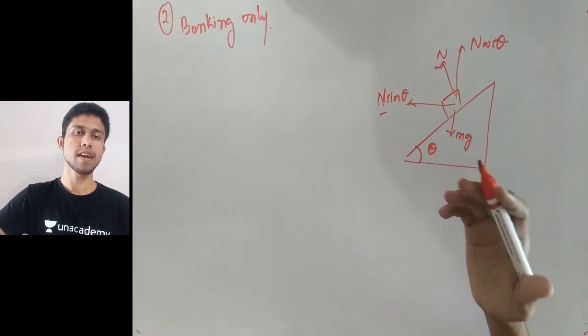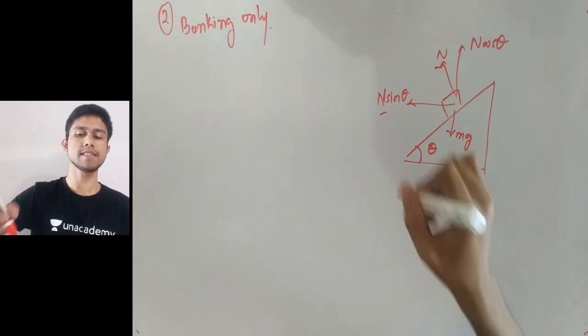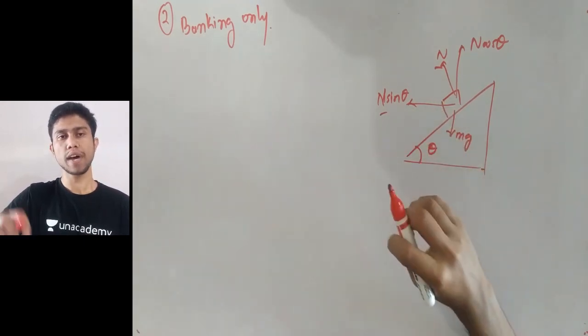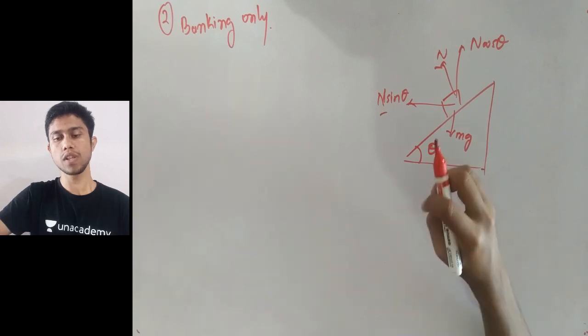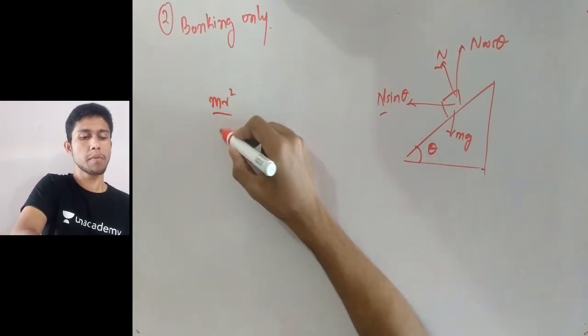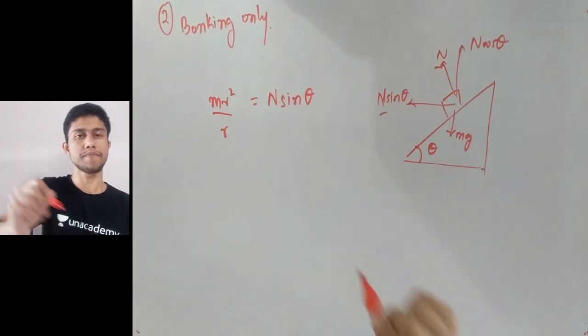In any other case, there will be some other force providing the centripetal force. But in this case, n sin theta is the one which is providing the centripetal force. So I can say the centripetal force is equal to n sin theta. I'll write it mathematically: mv square by r is equal to n sin theta.